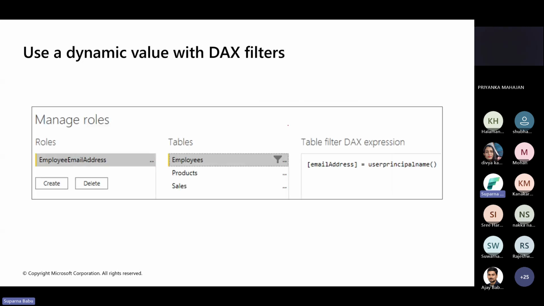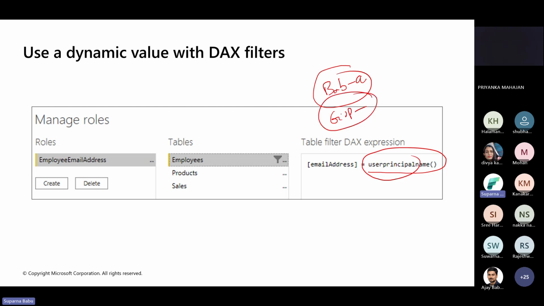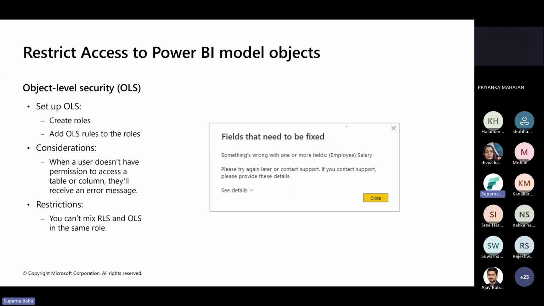But here you can see this is dynamic. We have a beautiful DAX function called USERPRINCIPALNAME. Let's say I log in with my email ID. Automatically, whatever region is assigned to me, I can see for my login. Let's say for Gopi, he can see his own data for his login. With the help of this dynamic row level security, we can achieve this.